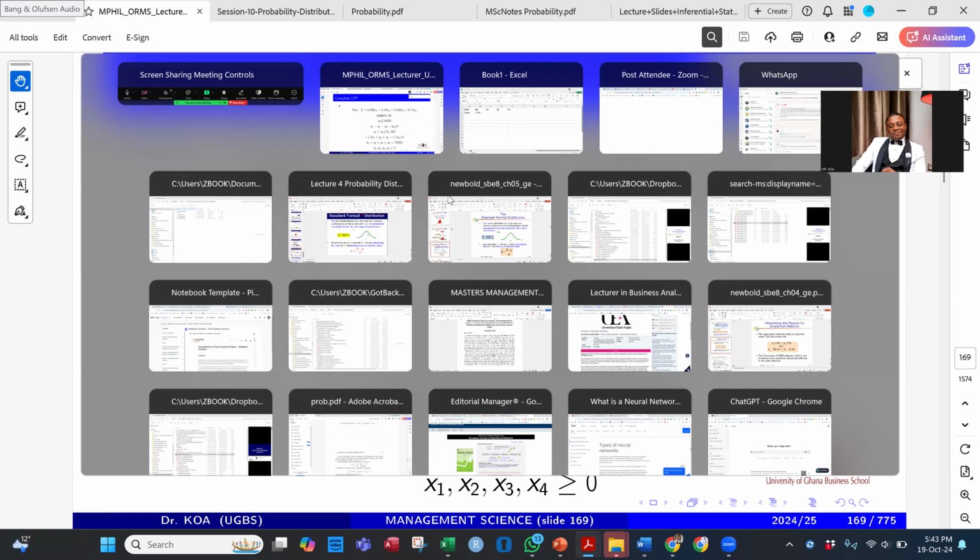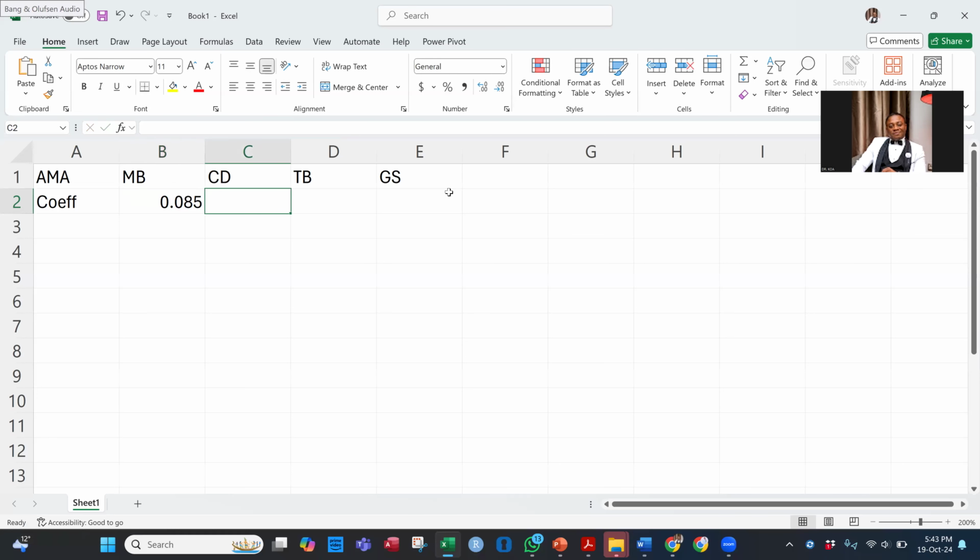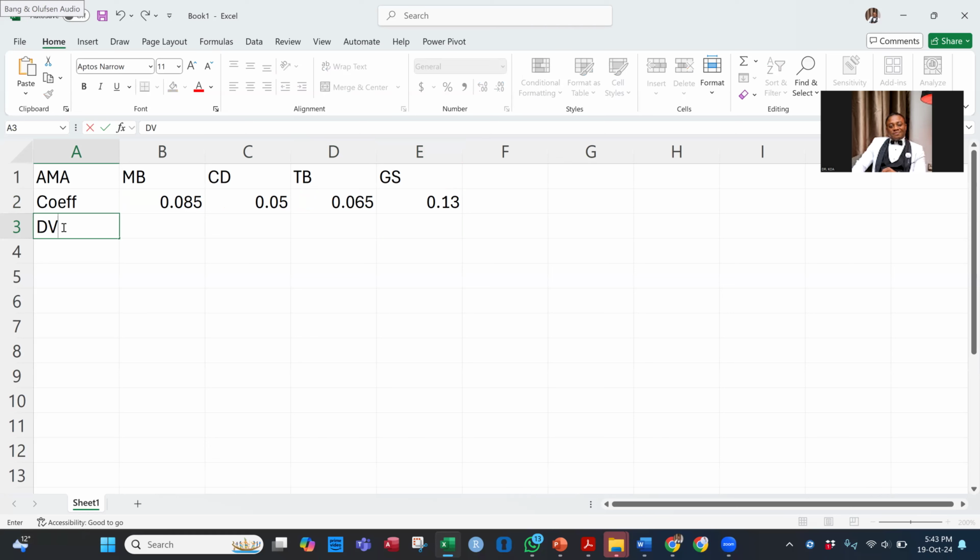Okay. The next coefficient is 0.05. This coefficient is 0.065. And the last coefficient was 0.13 or 13%. So these were the coefficients. Now, the decision variables, we don't know them, the amount invested. So we just want to call it DV. And for now, we will initialize their values to 0, just like I taught you in the previous one.